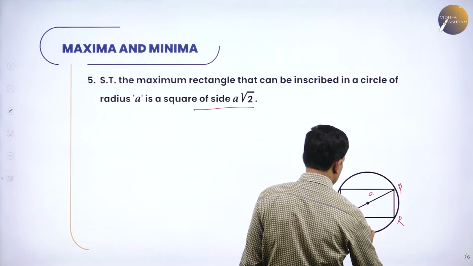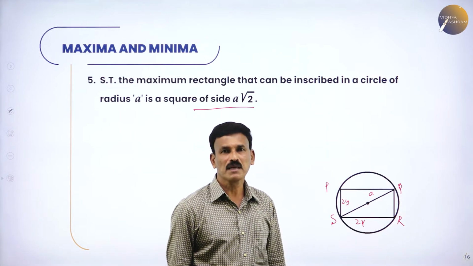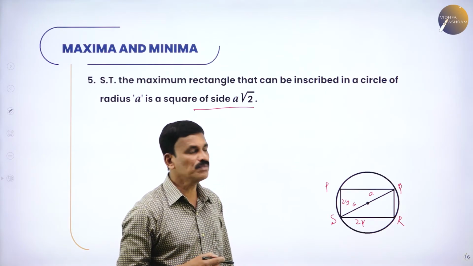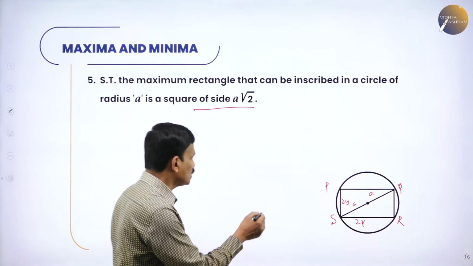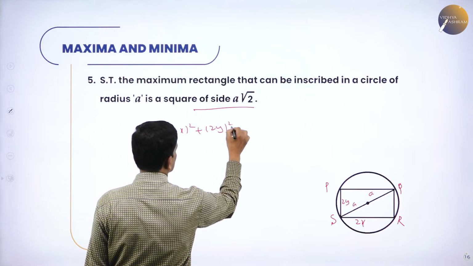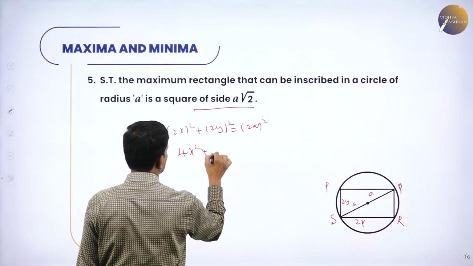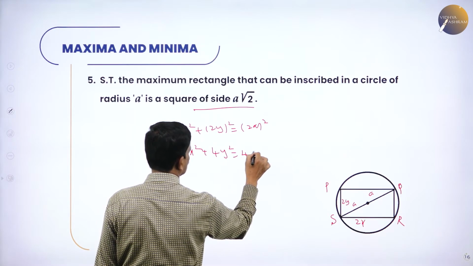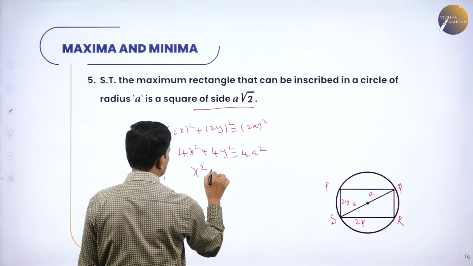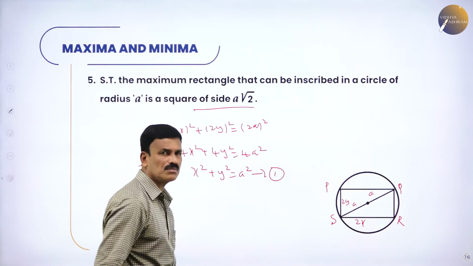Let 2x and 2y be the dimensions of the rectangle, where a is the radius. Therefore, we can write (2x)² + (2y)² = (2a)². That is 4x² + 4y² = 4a². If you divide by 4, x² + y² = a². Let us represent this as equation number 1.